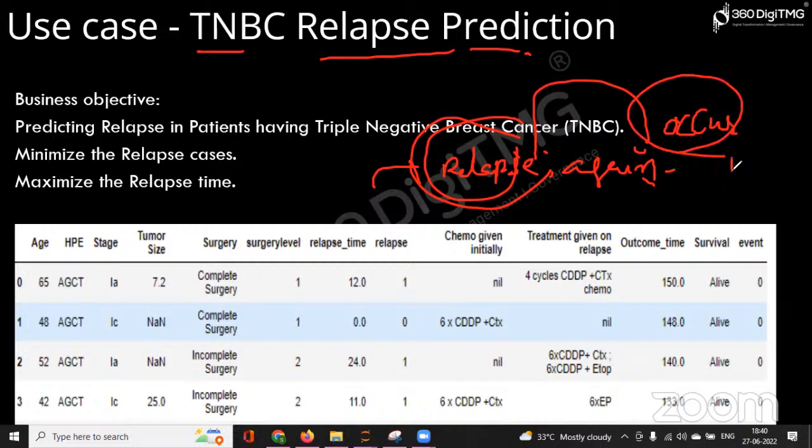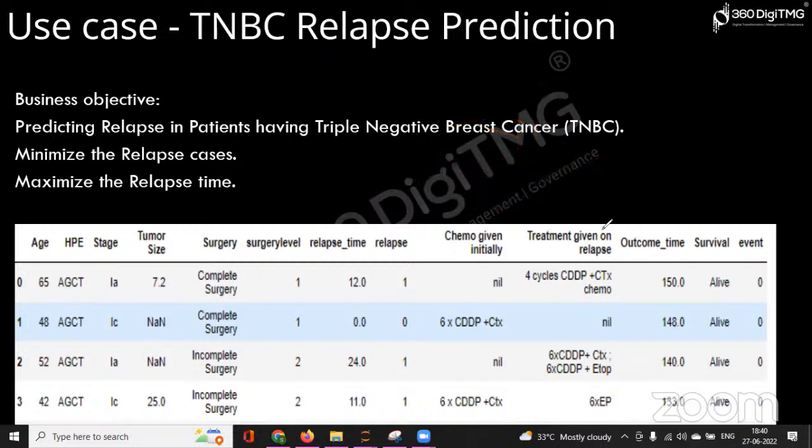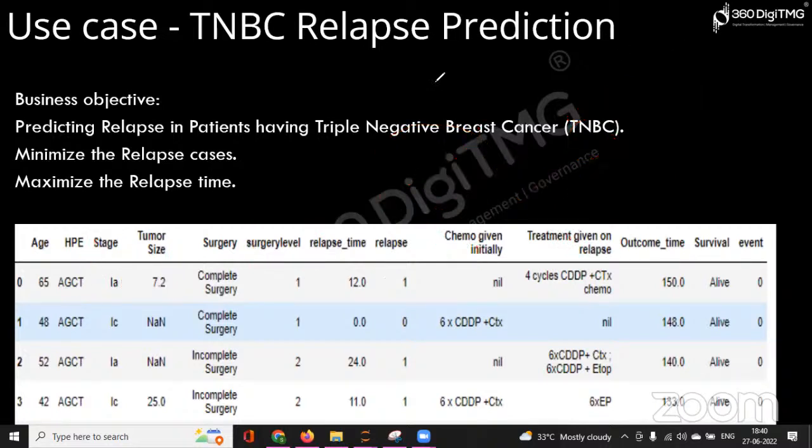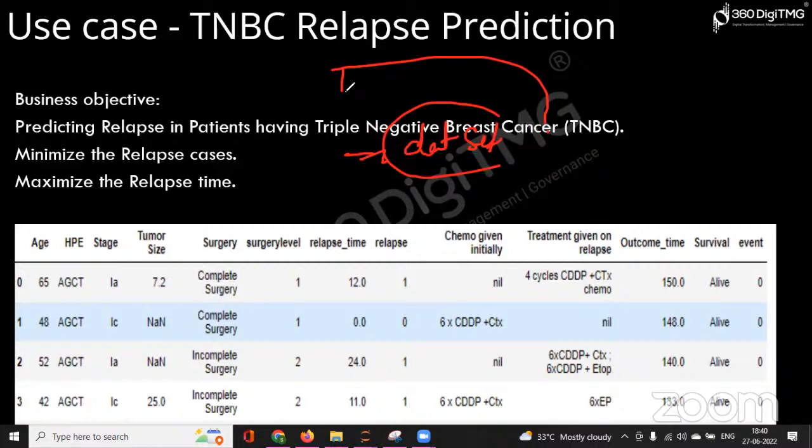Based on the patient history, we have to predict whether a particular patient is going to relapse or not. Whatever patient has TNBC, is it going to relapse or not? We have to predict based on medical history. We'll have a data set of previous patients whose medical history is available. Based on that, we have to predict for new patients whether they are going to relapse or not. We'll see that.